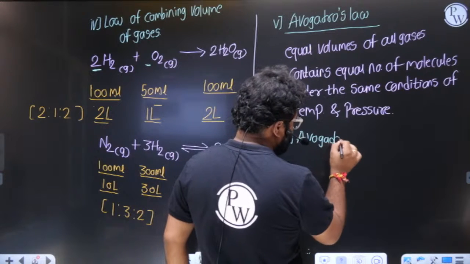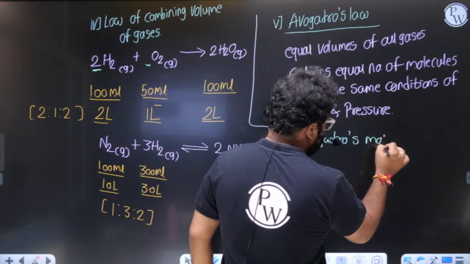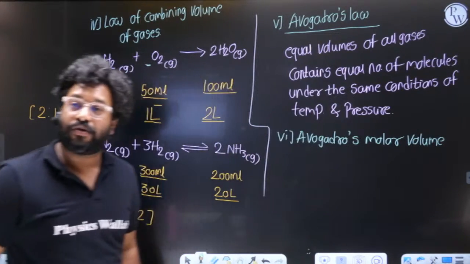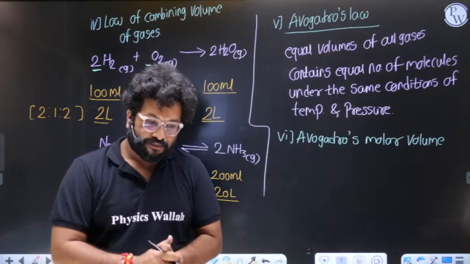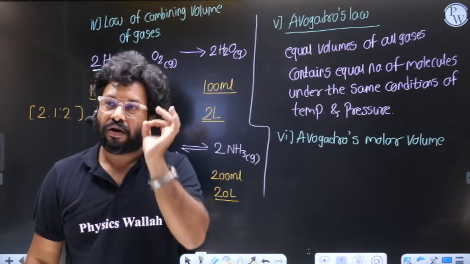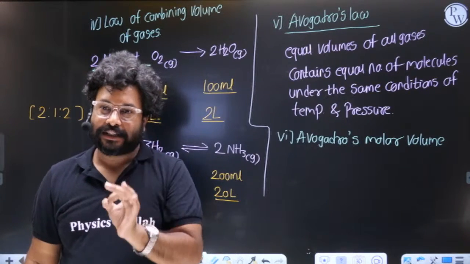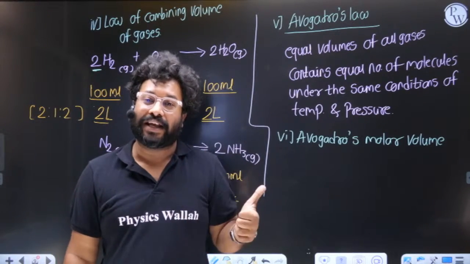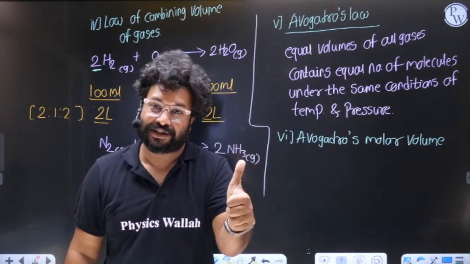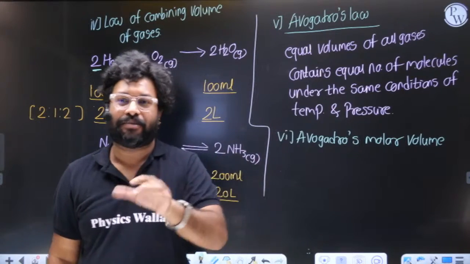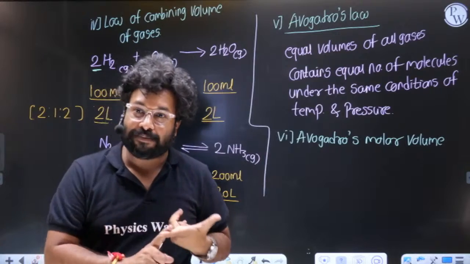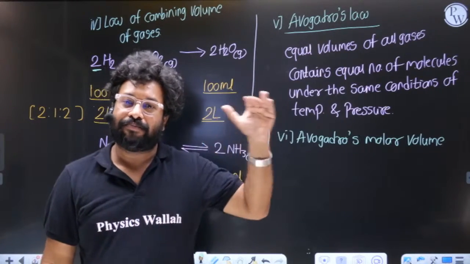Avogadro's molar volume. Now, what does Avogadro's molar volume state? It states that under STP conditions, all the gases, the 1 mole of any gas would always contain the volume of 22.4 liters. So whatever gas you bring, doesn't matter how big, how small, if the condition is STP, STP means standard temperature and pressure.